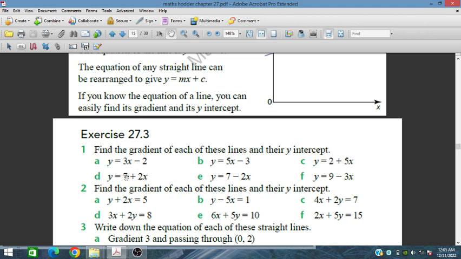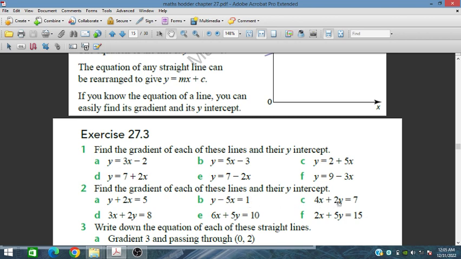Gradient is 2 and y-intercept is 7. Gradient is -2, y-intercept 7. Gradient is -3, y-intercept +9. Similarly for this one, we will shift terms to this side. So gradient is -2 and y-intercept +5. Gradient is 5 because on the other side it will be plus, and the y-intercept is 1.